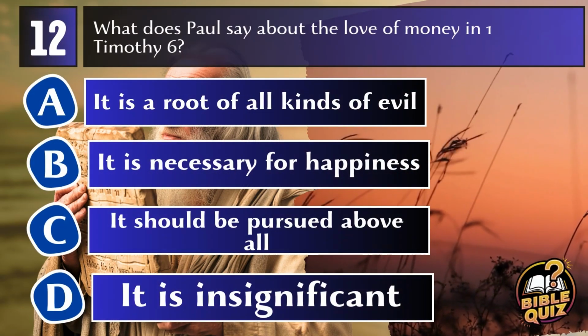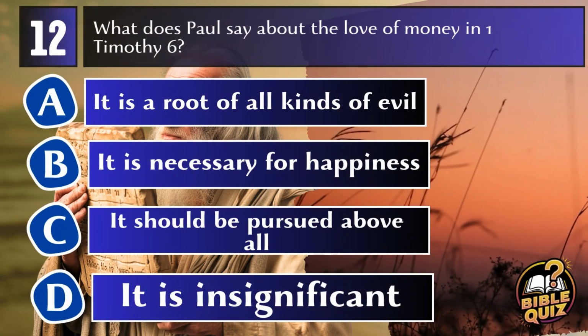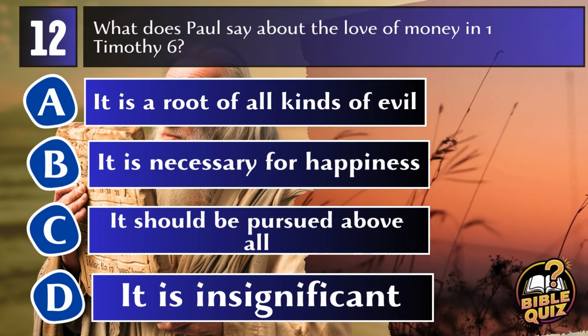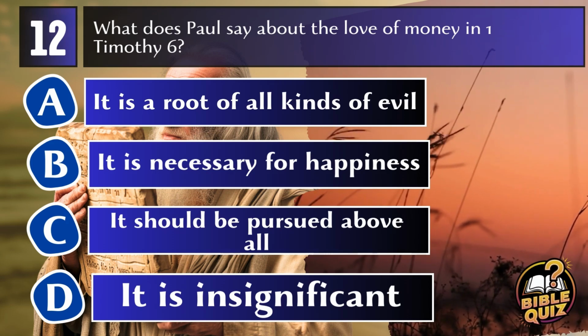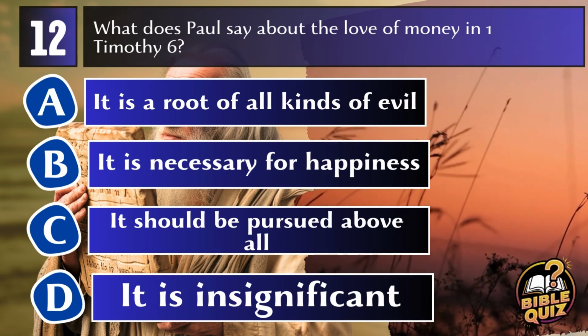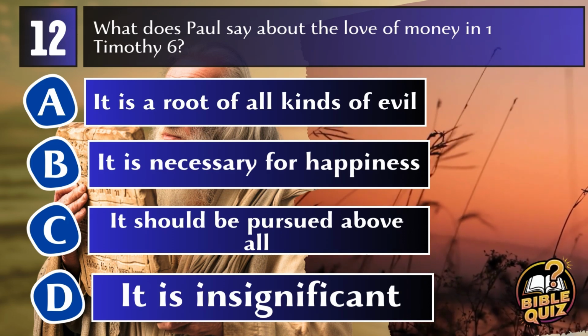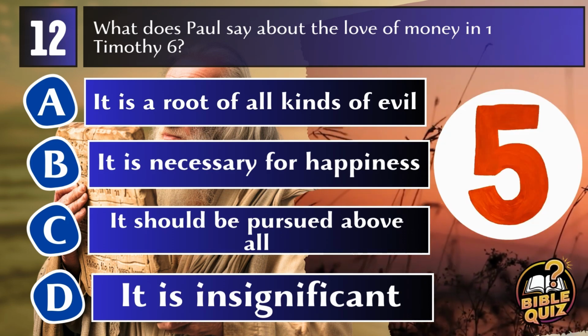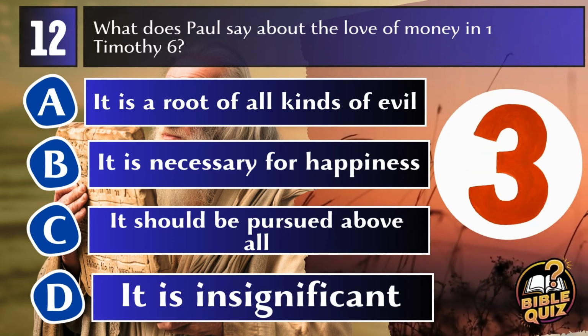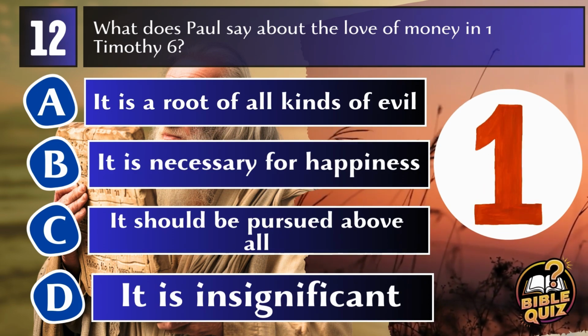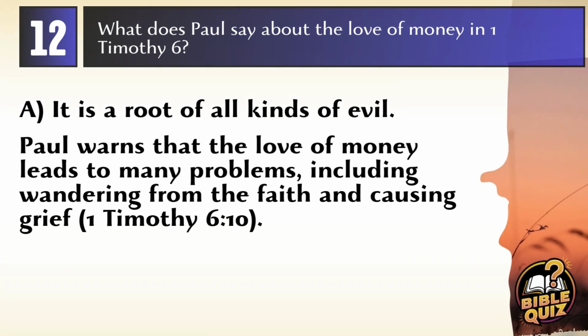Question 12. What does Paul say about the love of money in 1 Timothy 6? A. It is a root of all kinds of evil. B. It is necessary for happiness. C. It should be pursued above all. D. It is insignificant. Answer. A. It is a root of all kinds of evil.